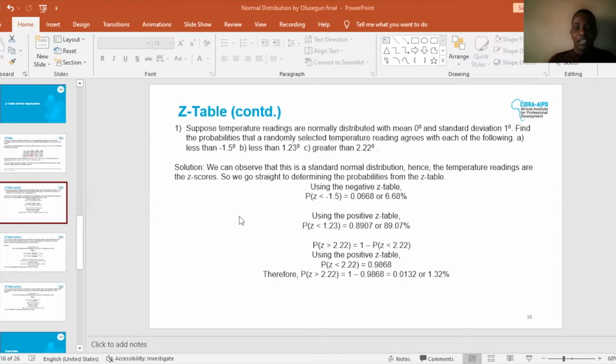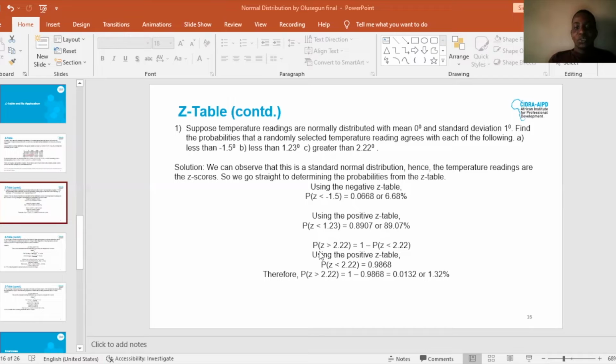To find the probability of this being less than 1.23 degrees, we use the positive z-table, since this is a positive value. Using the z-table, which I'm sure you must have found online, we get a value of 0.8907. Now, if you use the positive table, you first use the vertical axis to search for 1, then you look at the decimal places across the row to get 0.23. That will give you 0.8907 or 89.07%.